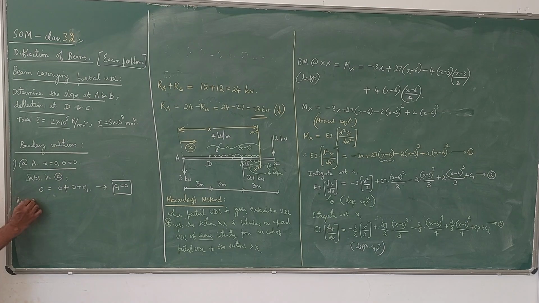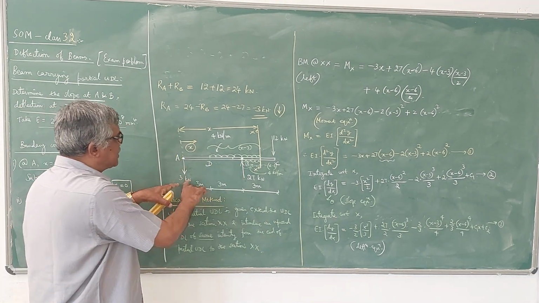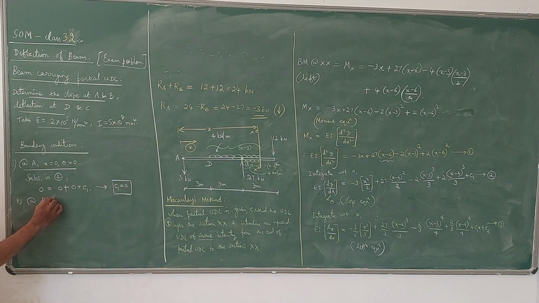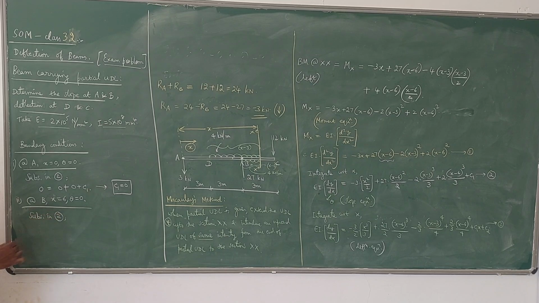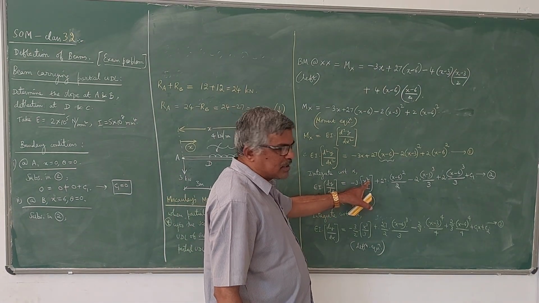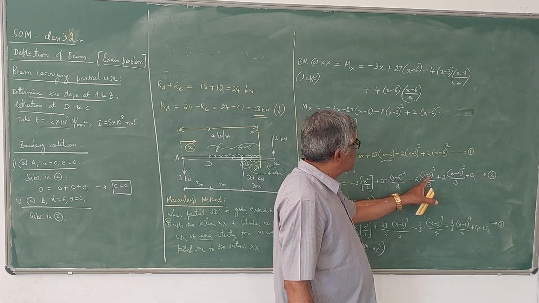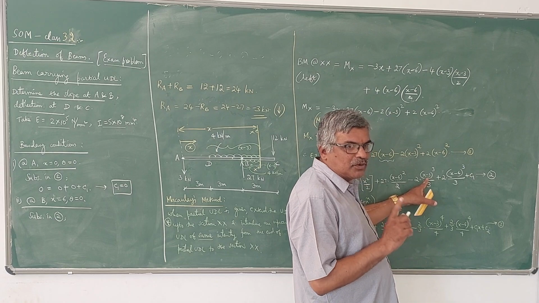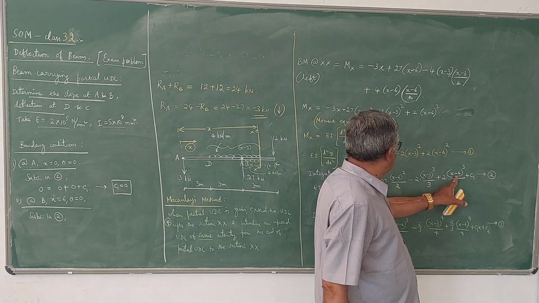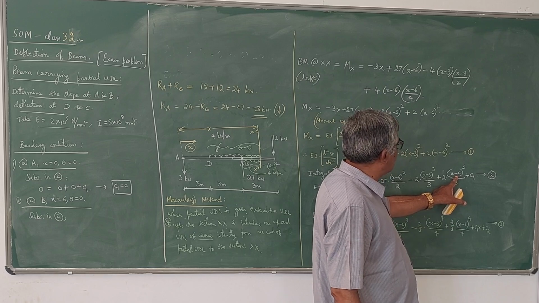Second boundary condition is at B, the other simple support, where x is equal to 6. We can see here x is equal to 6. Theta is 0. Once again substituting in equation 2, theta is 0, so everything becomes 0. X equal to 6 means this term will be there. Here this term becomes 0, 6 minus 6. This term becomes 6 minus 3, 3 positive, so we have to consider that term. Here 6 minus 6 will be 0. This term we cannot take.